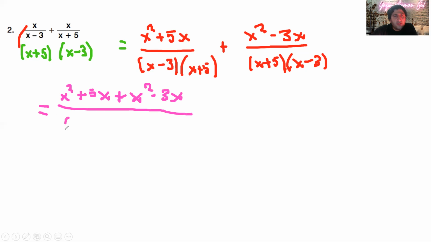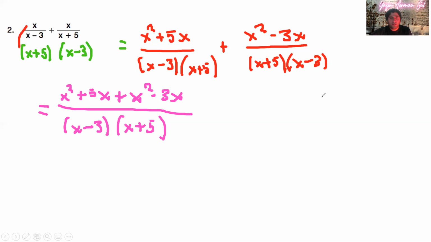right, x minus 3 times x plus 5. All right, so what's going to happen here is, guys, in the top part, right, x squared plus 5x plus x squared minus 3x. So I'm just going to add them together, and the bottom part, I'm not going to leave it like this. I'm just going to work with that. Since this is a multiplication, I'll see what it is here. Okay, let me do it.